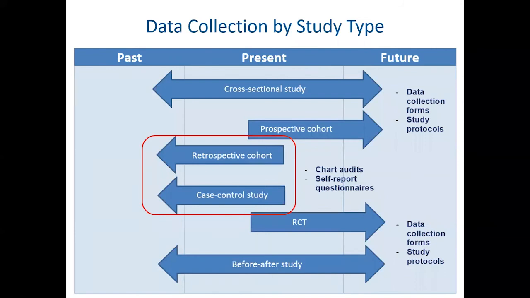So from a data collection standpoint, there are advantages to prospective studies because data can be collected, as you can see here, in ways that are very similar to experimental studies using data collection forms and specific study protocols. So that's why when you look at an evidence pyramid, those prospective studies are going to be higher on the pyramid.